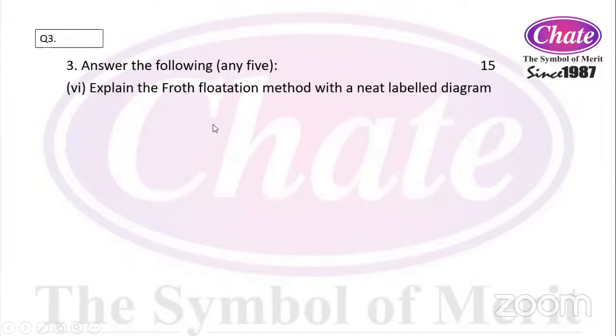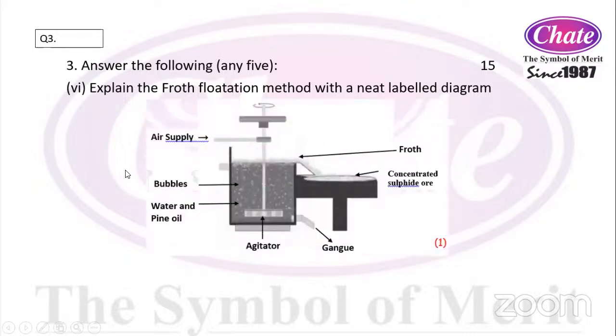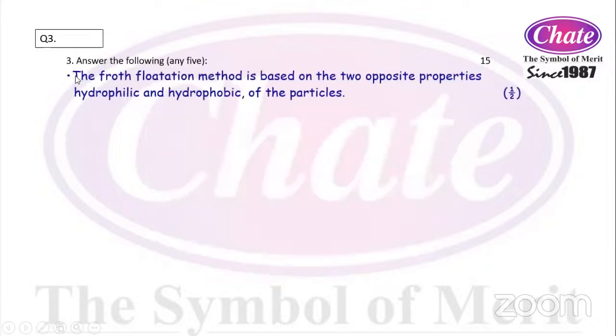Now, next is explain the froth flotation method with a neat labeled diagram. So here, the diagram should be from the book as it is. Okay, so you can practice this and label it. The important thing is to show the air supply into the agitator, which forms bubbles in the water. After that, the bubbles will create a froth, and the froth will be collected here. It is the concentrated sulfide ore, and the gangue will come out from the bottom of the agitator. Now, this is the flotation method. It will carry one mark.